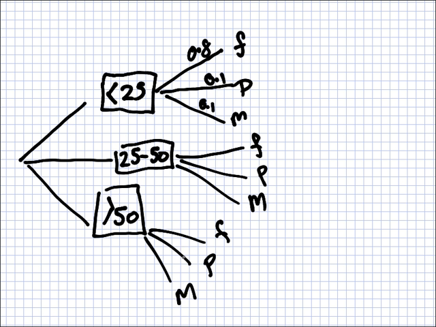Okay. Next one. If they study between 25 and 50, fail is 0.1 and pass is 0.8. So then merit is 0.1 as well. If they study for more than 50, they will fail as 0 and pass is 0.5. So that means merit then is also 0.5.